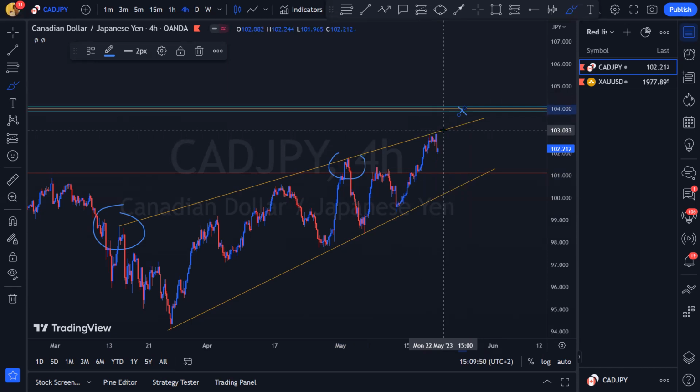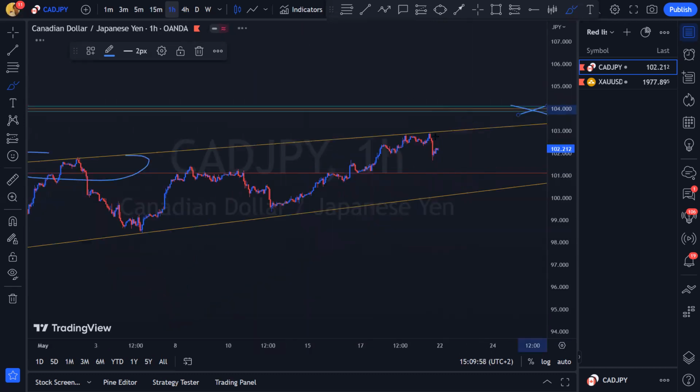So nonetheless, on CAD yen, because we are at some sort of a third touch, what we can do is look for some sort of a reduced risk entry. So that means going down onto smaller time frames, like our 1-hour, looking for chart patterns, ascending structures, whatever the case is, looking for things that give us reduced risk entries, break and a retest, doesn't really matter what it is. As long as it's a reduced risk entry, we are fine.